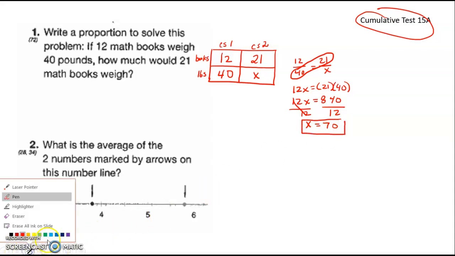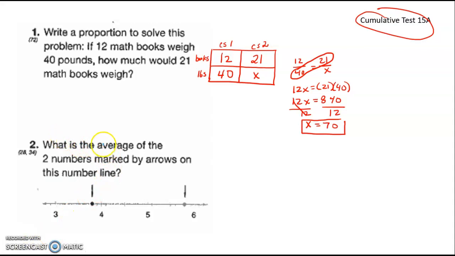Okay, let me change colors here. This says what is the average of the two numbers marked by the arrows, so that we know the formula for average is equal to the sum over how many. Okay, and what you can't see here because it's not very clear is there are 10 lines between the 3 and the 4. So that would be 3.8.